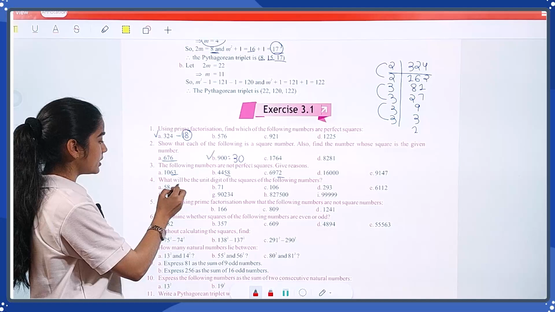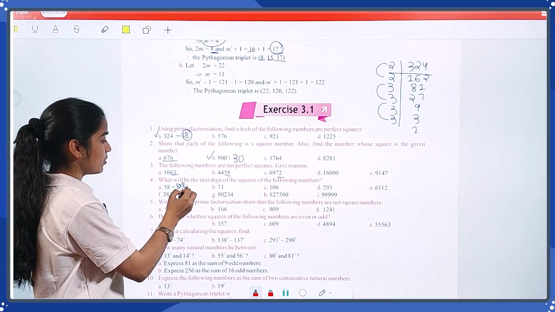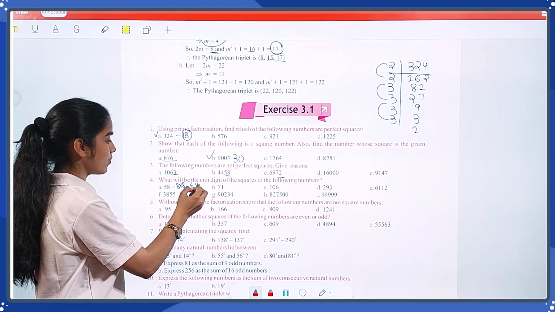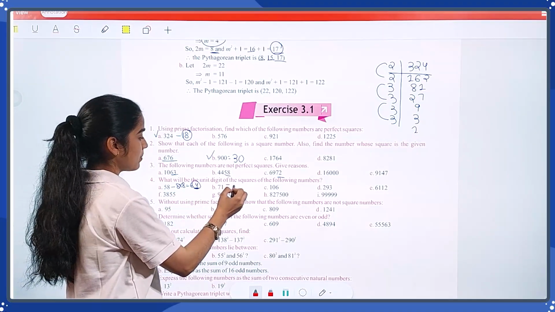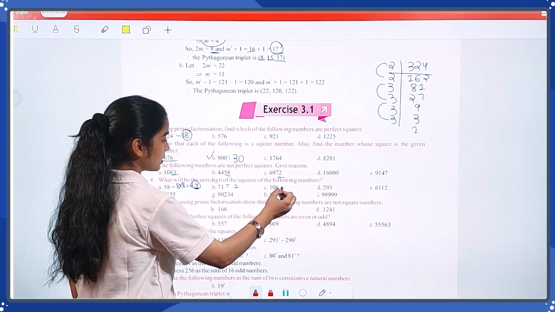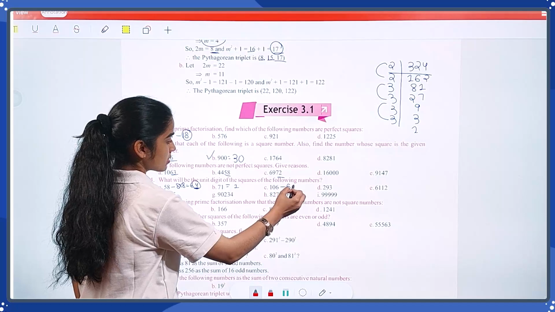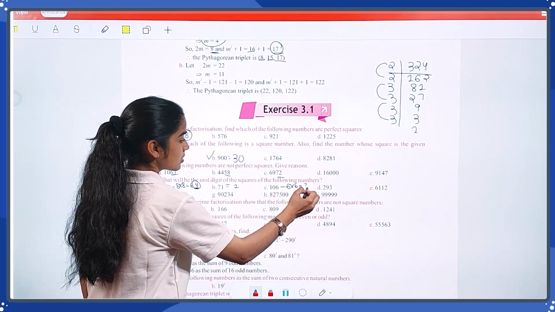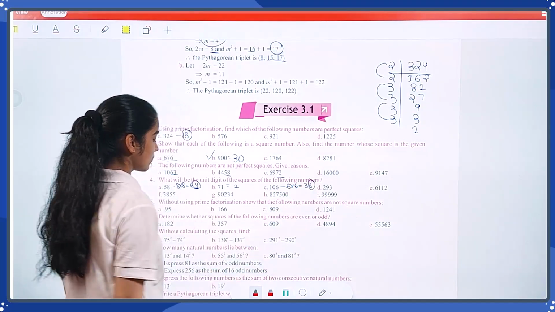Next, what will be the unit digit of the square of the following numbers? 8 multiplied by 8 is 64 and the unit digit of 64 is 4. This is your answer. 1 multiplied by 1, this is your answer. 6 multiplied by 6 is 36 and the answer is 6.